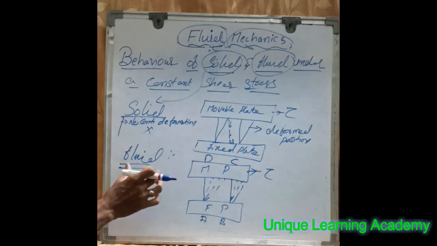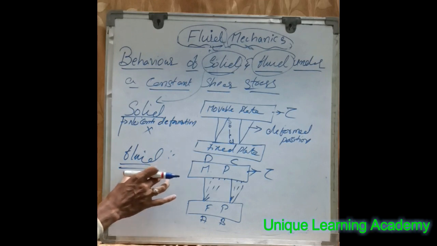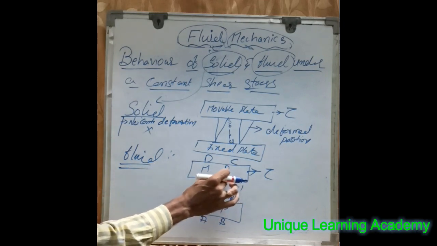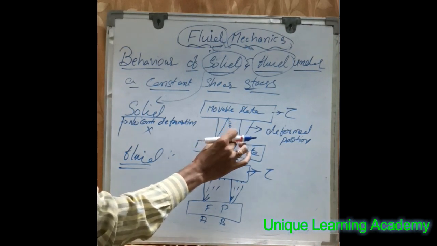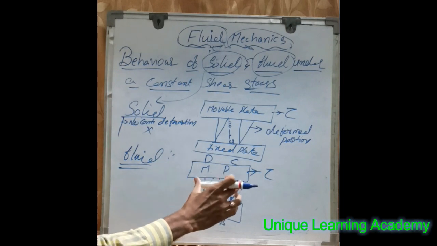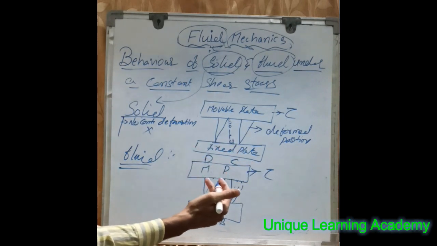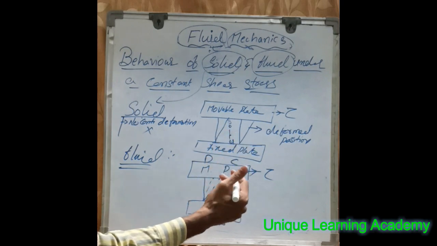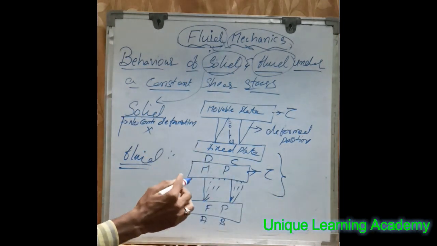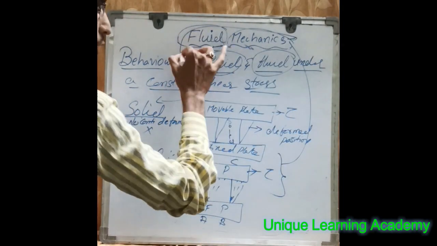In case of a fluid, what we are going to observe is continuous deformation of the fluid, whereas in a solid there will be no continuous deformation. So we can say that shear stress is equal to 0 at rest. Because of these two factors, we are going to have a definition for the fluid.